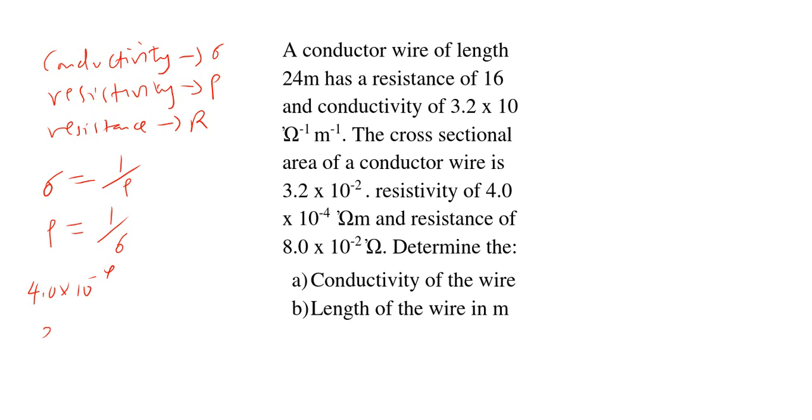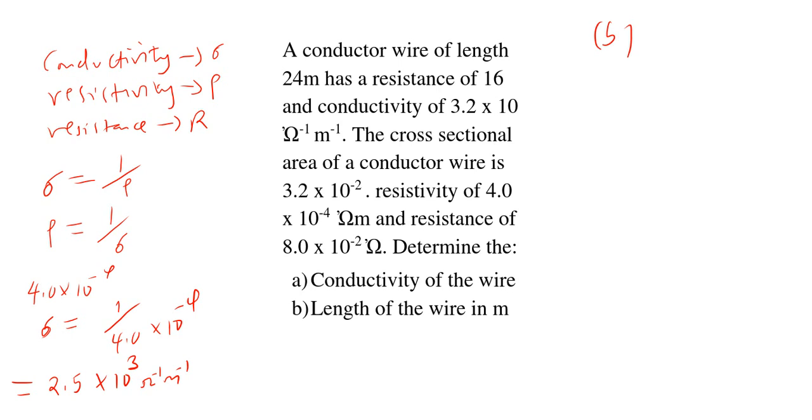So our conductivity will be the reciprocal of this, which is 1 divided by 4.0 times 10 power negative 4. So when you divide, you'll get 2.5 times 10 power 3, and this will be per ohm per meter. So that is the conductivity. We can go to part B.